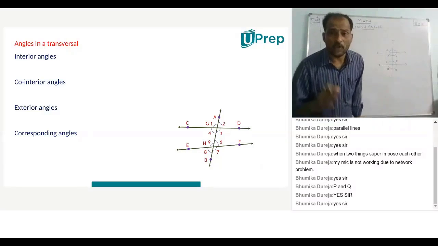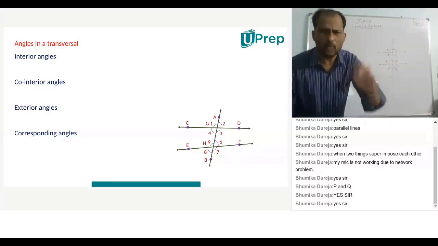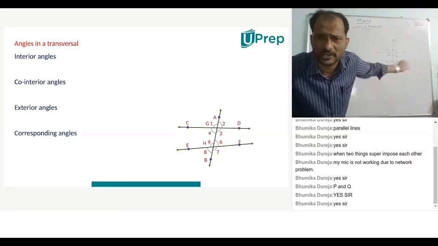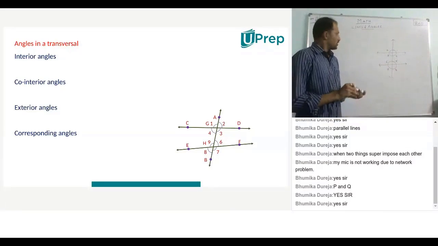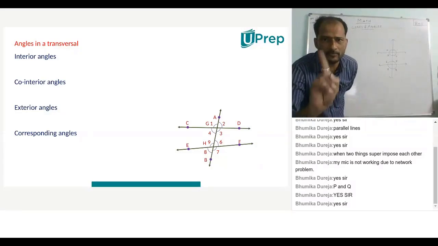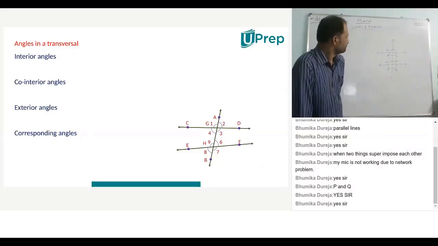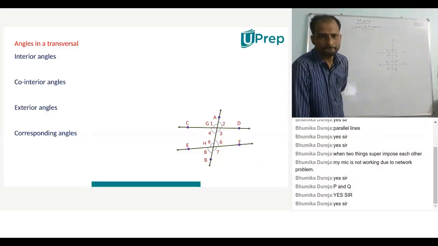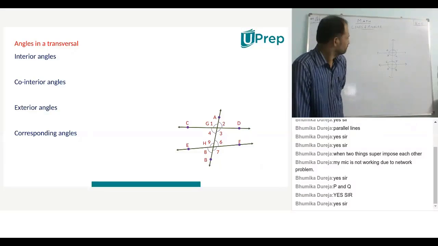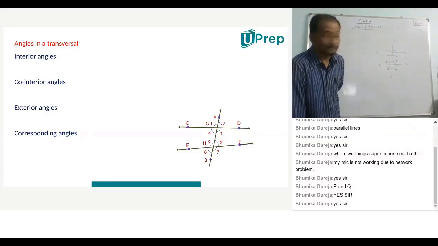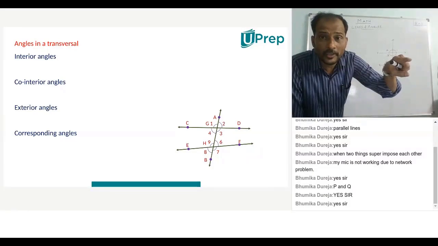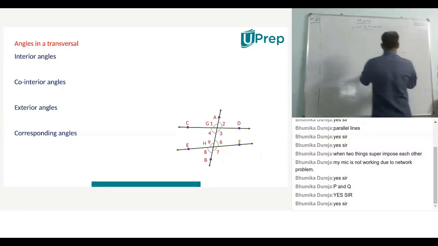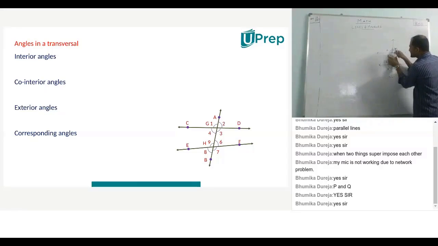Here, can you please tell me what are co-interior angles? What pair of angles? Tell me which are co-interior angles here. Arnav? Yes, sir. Tell me one pair of co-interior angles. Sir, angle 3 and angle 4. Which lie on the same side of the transversal, my dear boy. 3, 4 are interior, but they do not lie on the same side of the transversal.